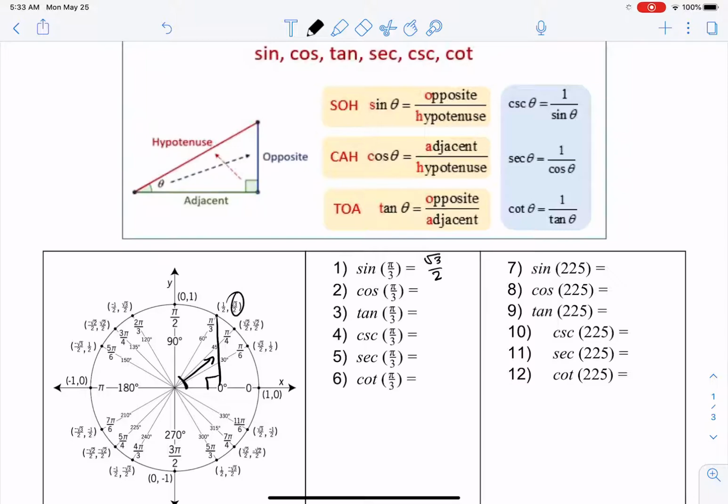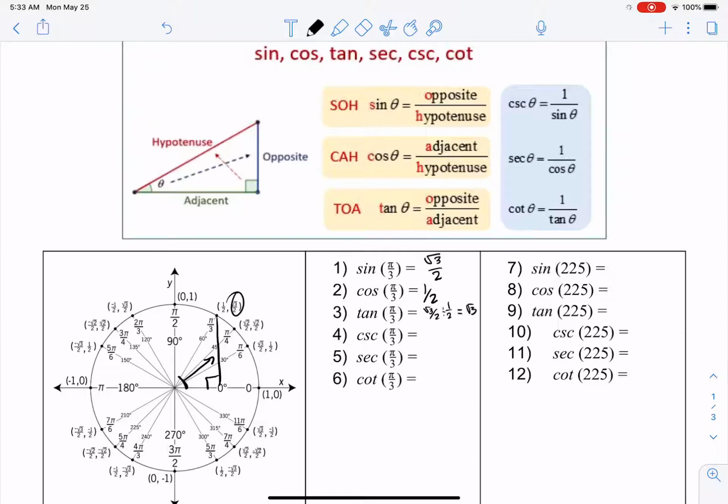Cosine is going to be adjacent, so that's the short leg, 1/2. Tangent is going to be opposite over adjacent, so we're going to do square root 3 over 2 divided by 1/2. Invert and multiply. Our 2's cancel out, and we're left with just the square root of 3. Did I do that right? Let's see. Opposite over adjacent. Yeah. Okay. So then we're going to invert and multiply, and we get square root 3.